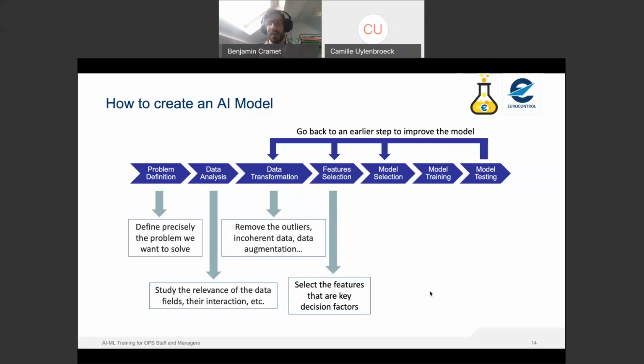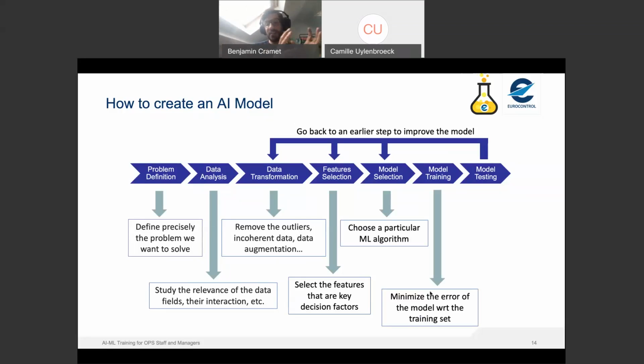So, data fields that play a role in solving your business problem. What are the data that makes a flight a yo-yo flight? What are the data that helps to predict a takeoff time? Model selection, so it's which machine learning algorithms you will use to create the model.